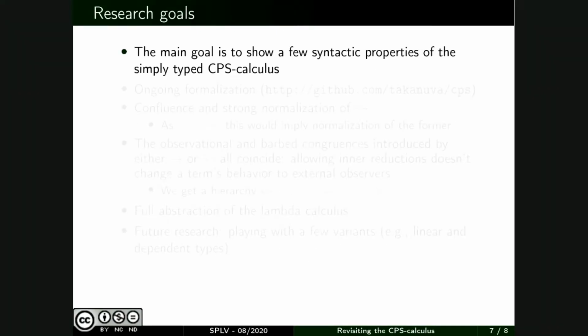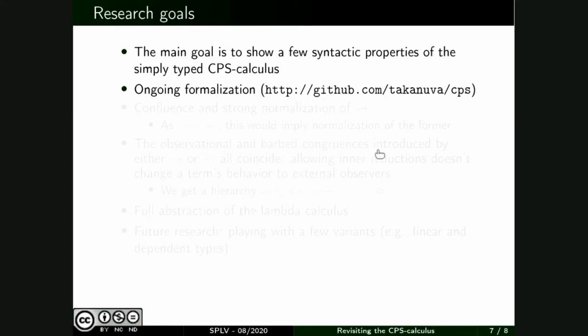So what's the point of my research for now? I'm trying to show a few syntactic properties of the CPS-calculus. I'm doing the formalization in Coq, so the code is on GitHub right now, if anyone's interested in seeing that. And the main two properties I'm trying to show are the confluence and the strong normalization of the reduction. So the confluence proof is already finished.